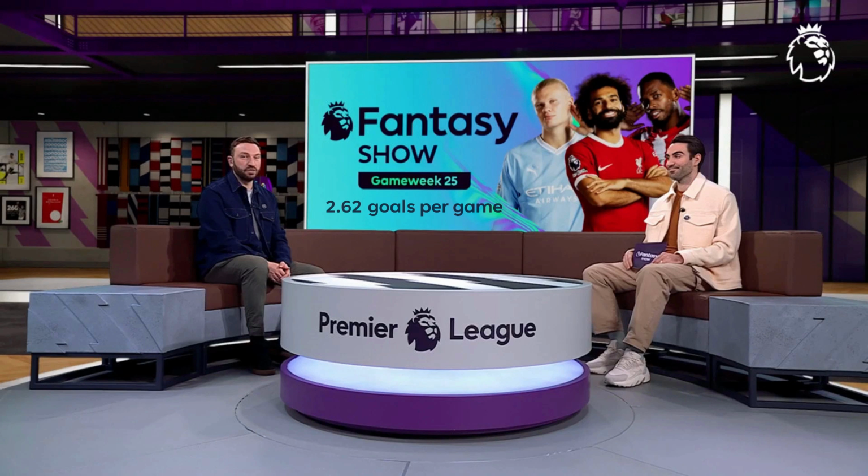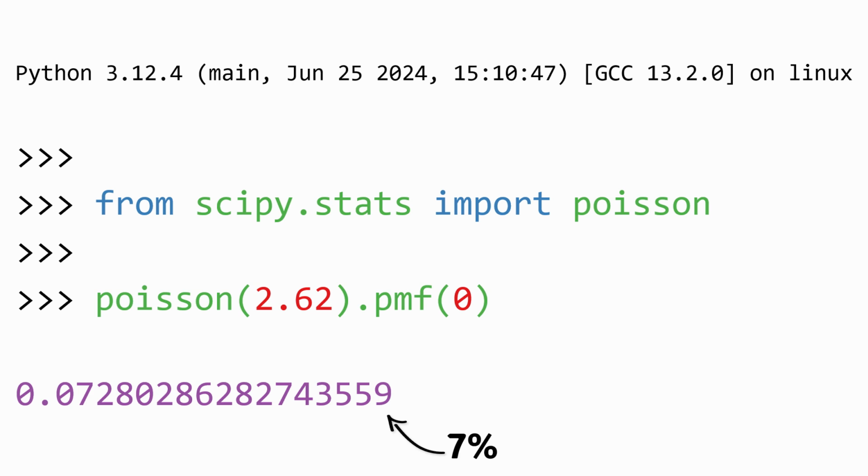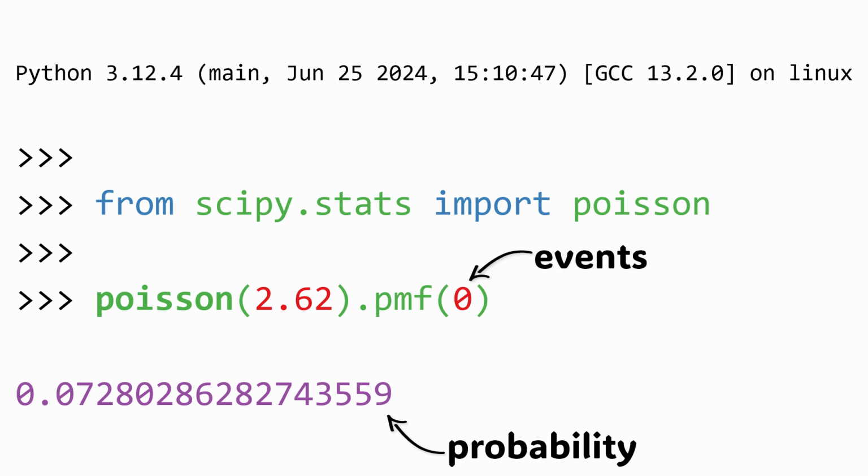He grabbed his laptop and entered 2 lines of code. Then he said, "Our chance of seeing a game when no one scores is only 7%." The Poisson object here represents a Poisson distribution, which expresses the probability of a number of rare events happening if they occur at a constant rate.